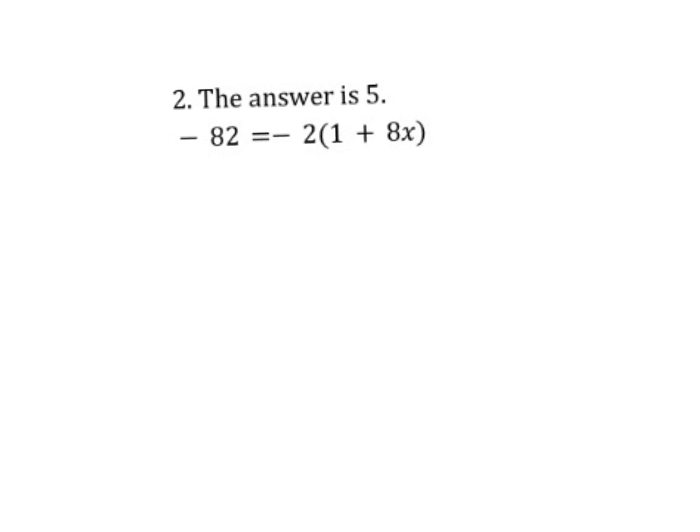Okay, number 2 looks similar to number 1. I do see a set of parentheses here. So we want to clear those out first by using the distributive property. And keep in mind, for this one, we're going to try to get an answer of 5. Okay, so -2 times 1 is -2, and -2 times 8x is -16x. All right, and I bring down my -82.